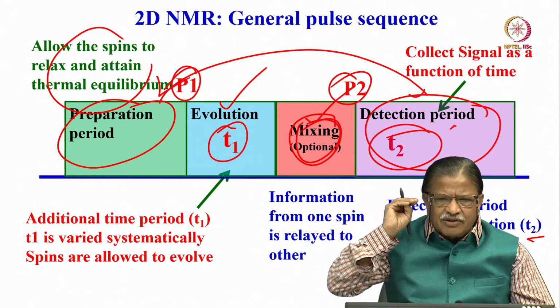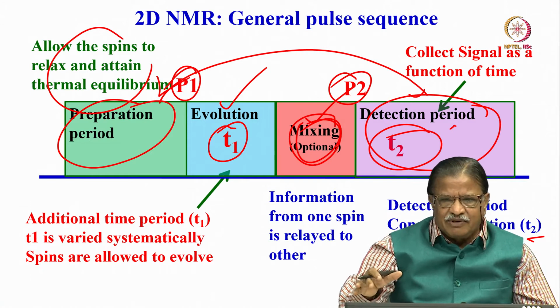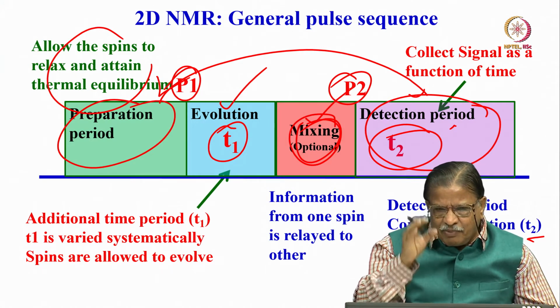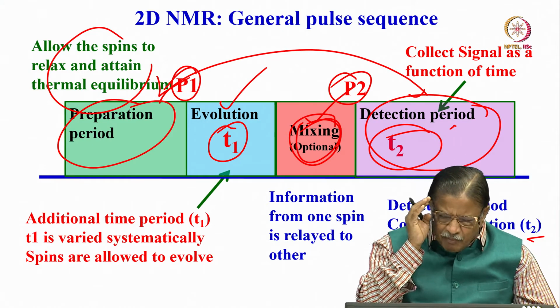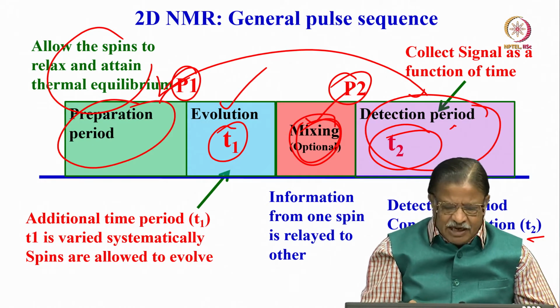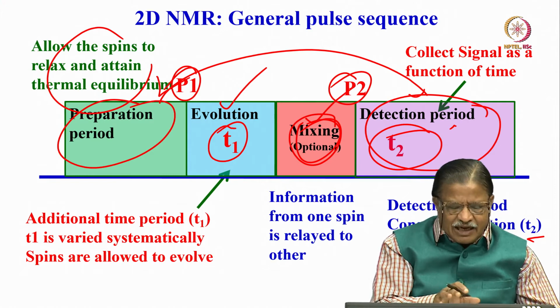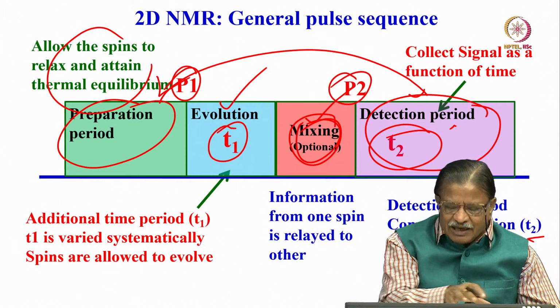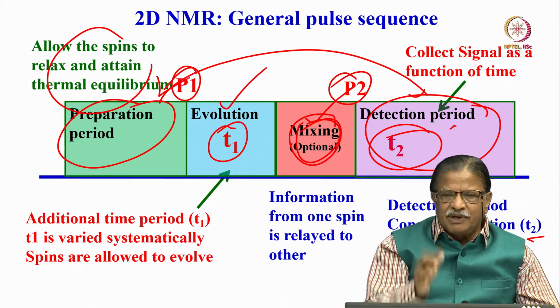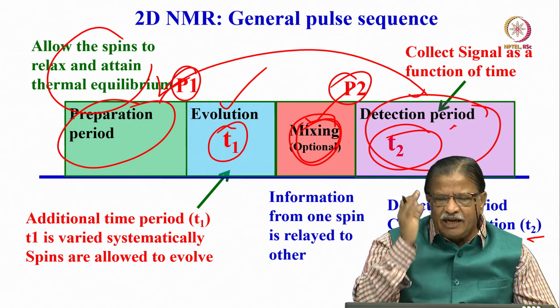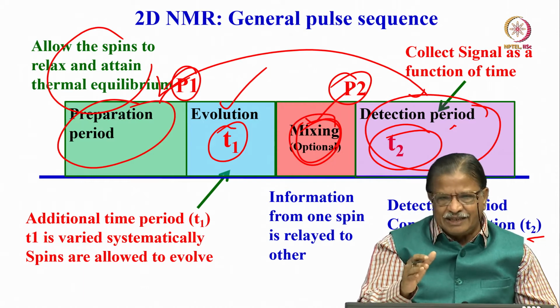Now over the years hundreds and hundreds of pulse sequences have been designed to extract particular information in 2-dimensional NMR. So there are a number of 2-dimensional NMR pulse sequences, but overall we can understand that any 2D pulse sequence generally has broadly four periods: preparation period, evolution period, mixing period and detection period.